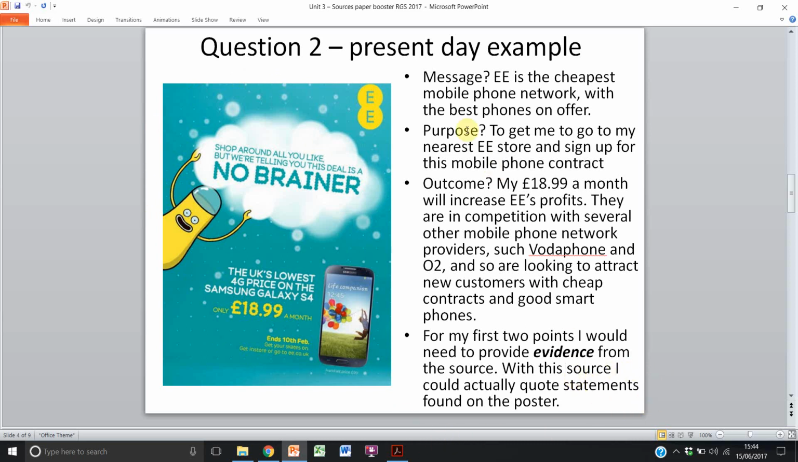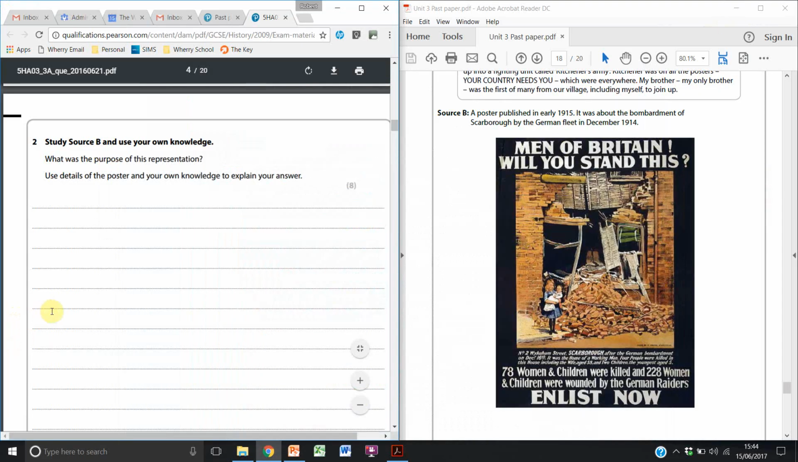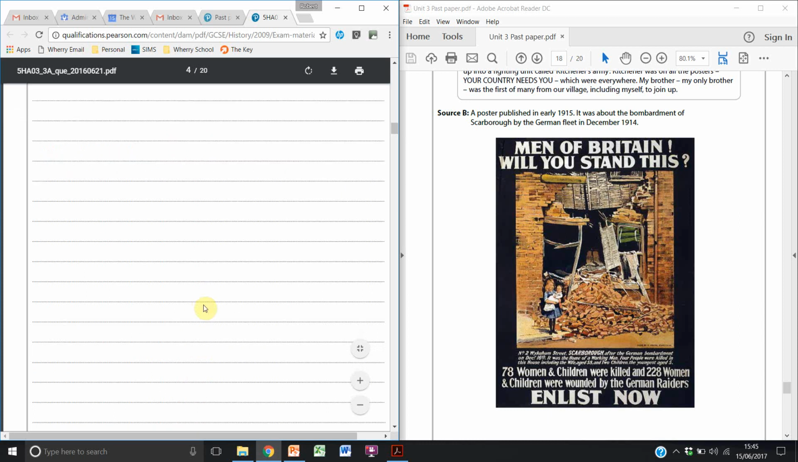Now for my first 2 points, where I'm talking about the message and the purpose, I would need to provide evidence from the source. And there's a lot of writing in this source, so I could actually give direct quotes from it. So that's how I'm going to back up my points. In that third paragraph where I'm talking about the outcomes of the source, I'm now using my own knowledge to explain why EE have made that poster. Okay. And time-wise, you're looking to spend, as I mentioned earlier, about 12 minutes on this question.